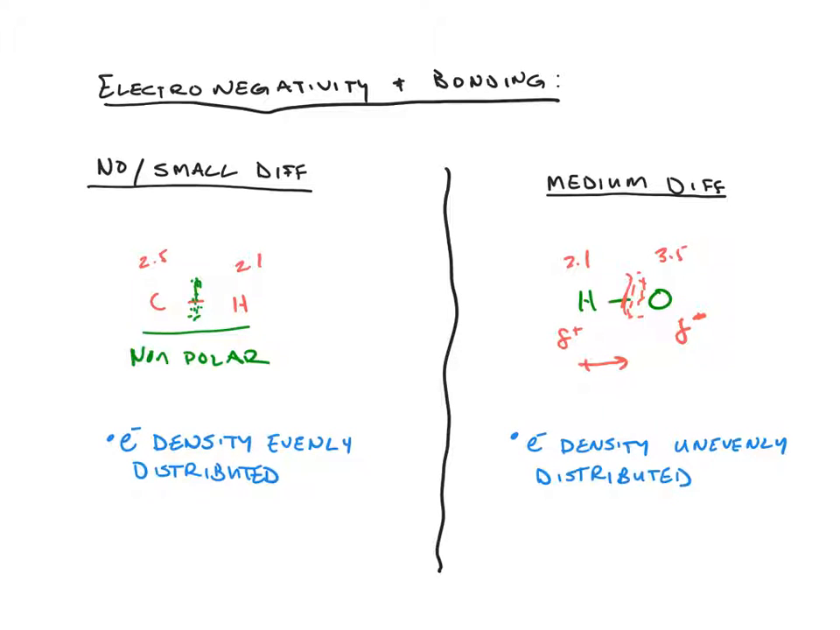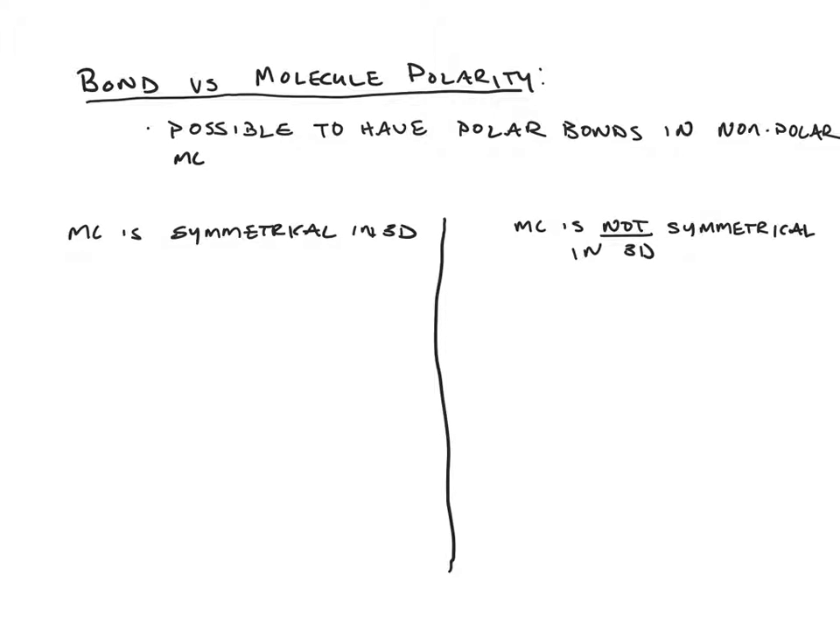So if I have a difference in electronegativity that causes the electron density to be unevenly distributed, does that necessarily mean that the electron density within the entire molecule is unevenly distributed? Well, no, it actually isn't. Remember that it is possible to have polar bonds, unevenly distributed electrons, in a non-polar molecule. There's another factor at play here, which is the symmetry of the molecule, or how those polar bonds are arranged in three-dimensional space.